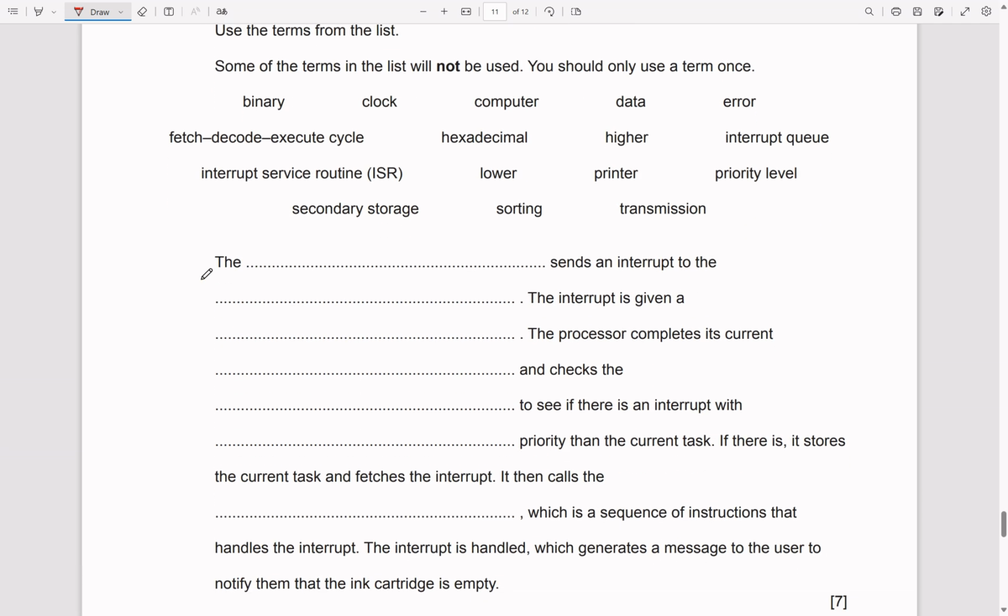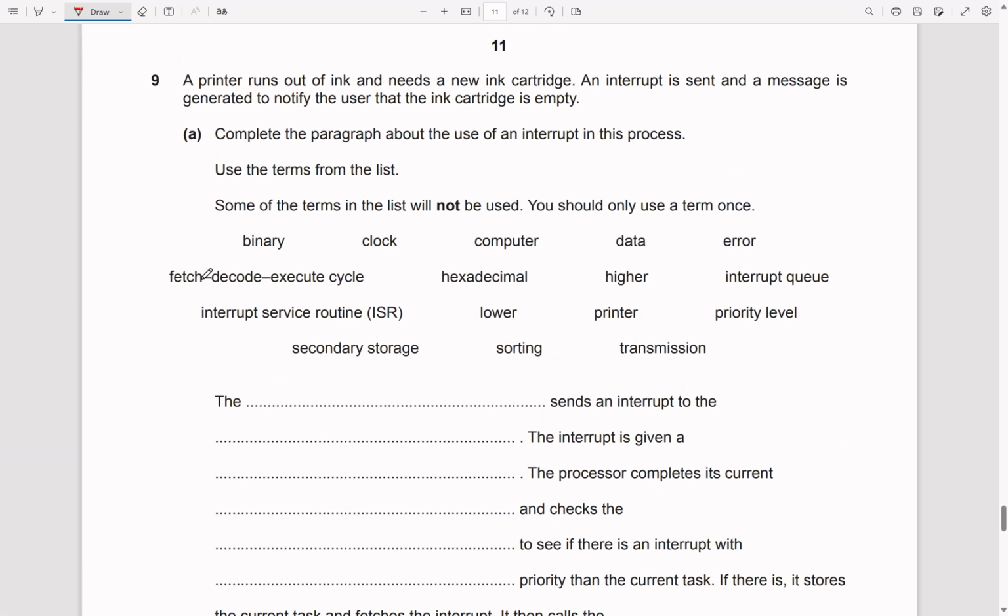Right, so we've got binary, then clock. And again, with these questions, make sure to read all the terms first. Right, so binary, clock, computer, data error, fetch code, execute cycle, hexadecimal, higher, interrupt queue, interrupt service routine or ISR, then lower, printer, priority level, secondary storage, sorting, and transmission.